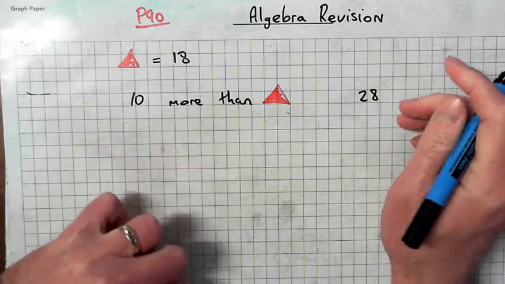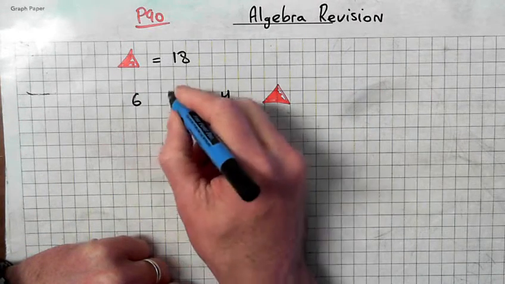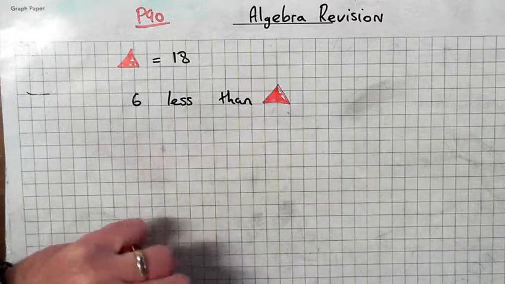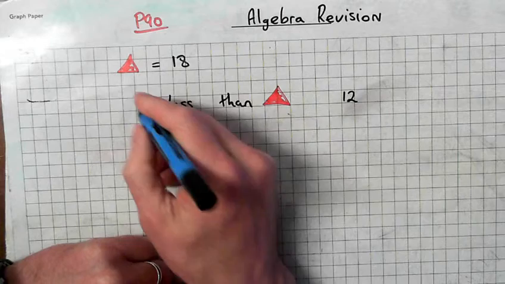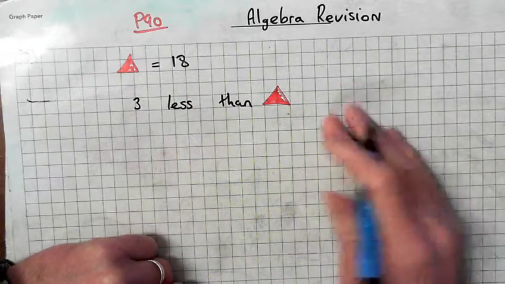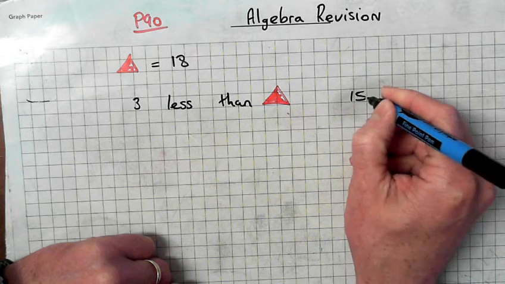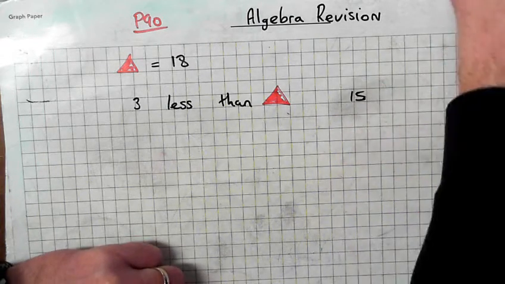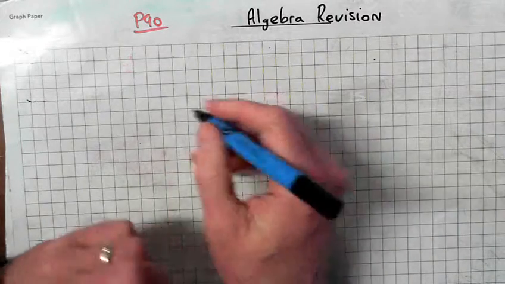28. What's 6 less than the triangle? 12. What's 3 less than the triangle? 15. Right, so that was question 6. Now we'll look at question 7.